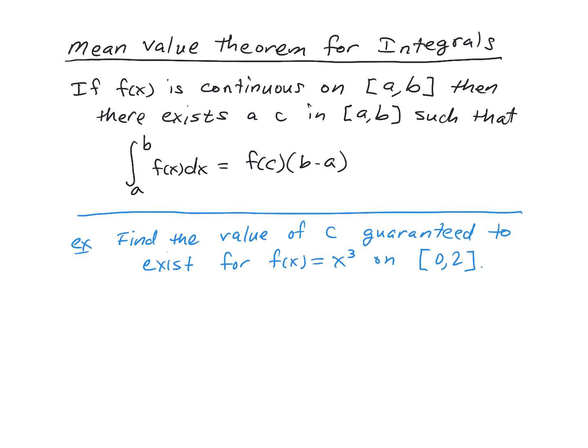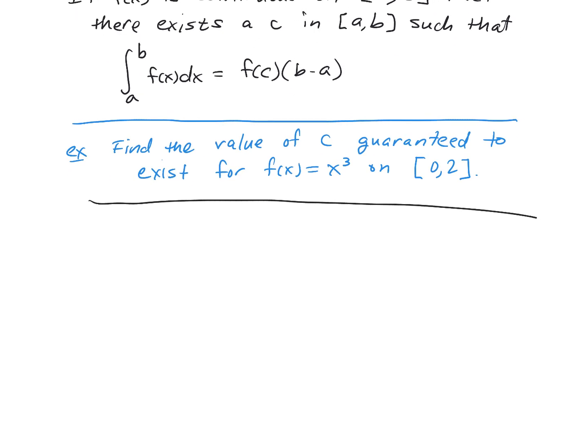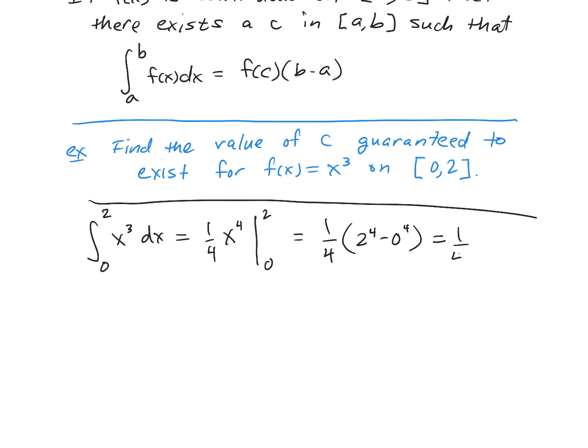And so for us, we want to go through and apply it to our problem. So we're going to need to find the ingredients for this. So first part of this is to find the integral that we're looking for. So that's going to be the integral from 0 to 2 of our function, which is x cubed with respect to x. So that's going to give us 1/4 x to the fourth evaluated from 0 to 2, which is just 1/4 of 2 to the fourth minus 0 to the fourth, which is just 1/4 of 16, which is just 4.